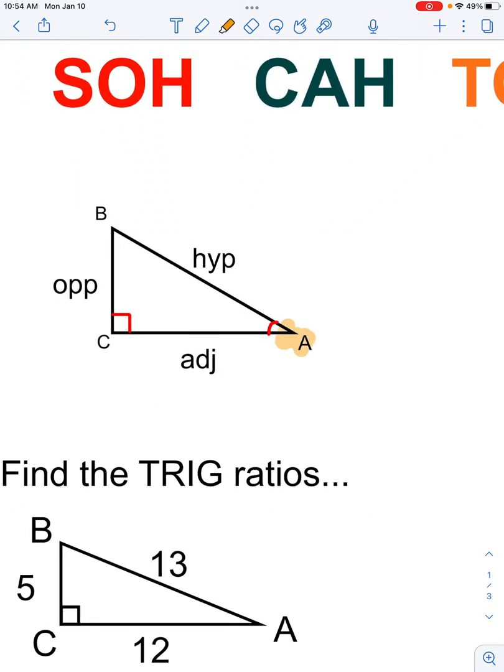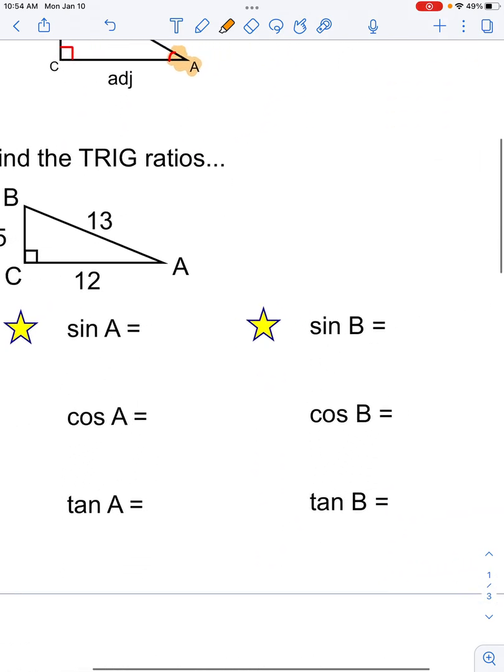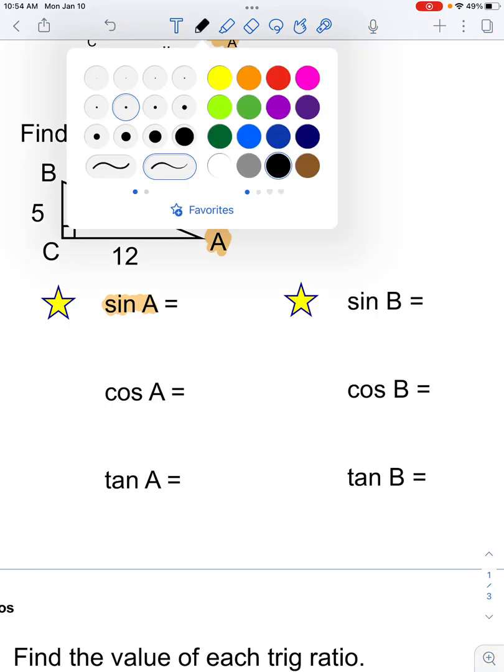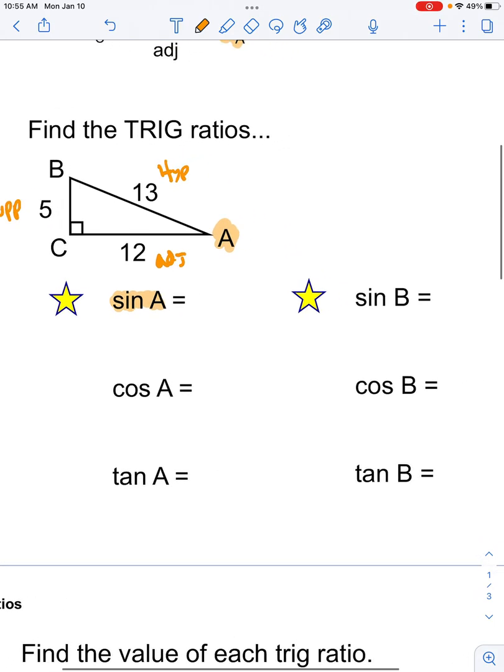In this example, again, we are focusing on angle A. Opposite kind of means across, adjacent means next to, and hypotenuse is always the longest side across from 90. So if I'm looking at my trig ratios, for sine of A, sine is opposite over hypotenuse. In this first example, if I'm looking from A, this is my opposite, this is my adjacent, and my largest side is my hypotenuse.